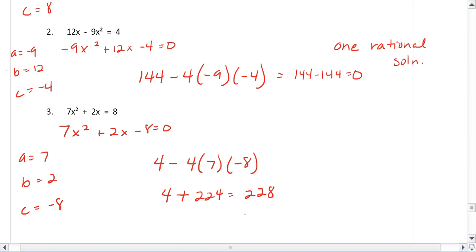So if it were a perfect square, we would say that we have two rational answers. But since 228 is not a perfect square, we need to say that we have two irrational solutions, because you are going to have a square root in your answer.